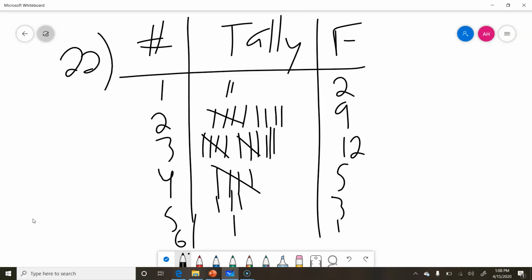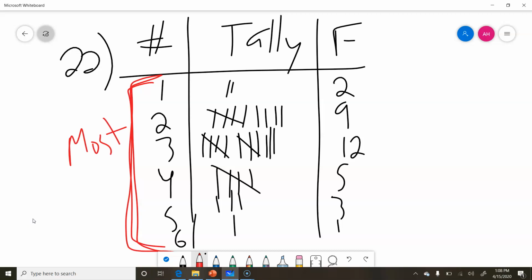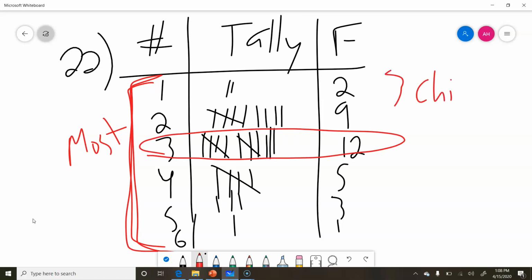So now on number 22, we're looking for the mode. Okay, when we have the mode of this, we're saying which one of these over here, the number of kids, is the most. Okay, we're looking for mode. Which one has the most? Well, that's kind of straightforward, right? This one right here has the most because it has 12. So that means the answer is 3 children. Okay, the modal family is the one that has 3 children.